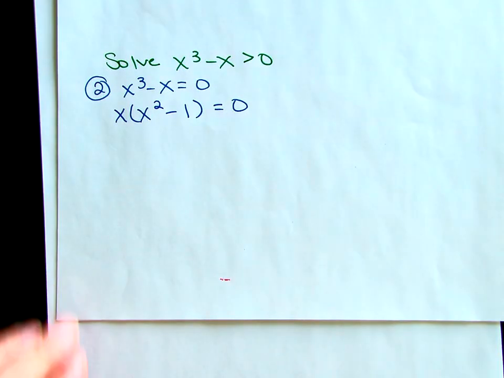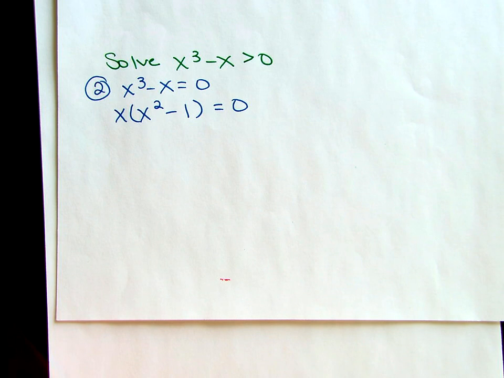Now you can solve this multiple different ways. You can recognize that this is a difference of squares and factor it again. Or you can say, I'm just going to set x squared minus 1 equal to 0, and you add the 1, take the square root, and you get plus or minus 1, and that's the other way that you could do it.